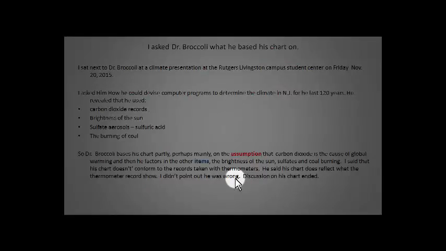I sat next to Dr. Broccoli at a climate presentation at the Rutgers Livingston Campus Student Center on Friday, November 20th, 2015. I asked him how he could devise computer programs to determine the climate in New Jersey for the last 120 years. He revealed that he used carbon dioxide records, the brightness of the sun, sulfur aerosols, and the burning of coal. So Dr. Broccoli bases his chart partly, perhaps mainly, on the assumption that carbon dioxide is the cause of global warming, and then he factors in the other items.